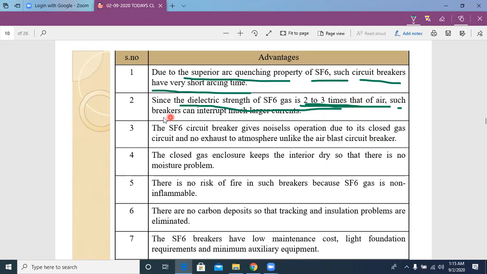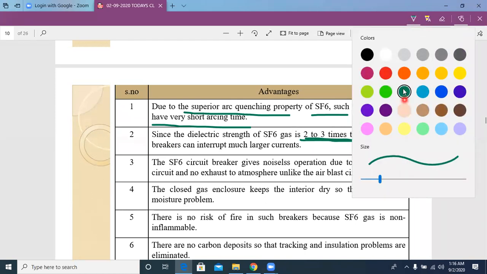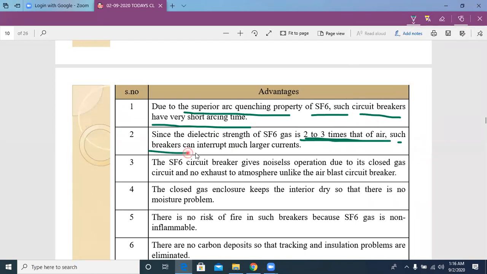And such breakers can interrupt much larger currents. When the dielectric strength is more, definitely it is capable of interrupting more currents.